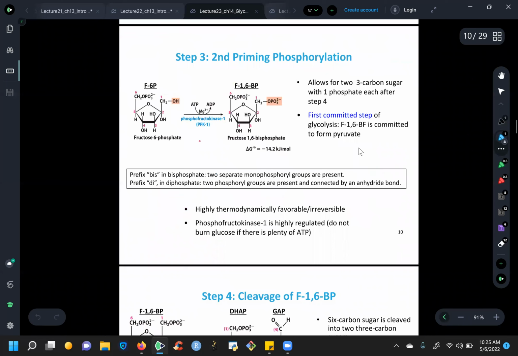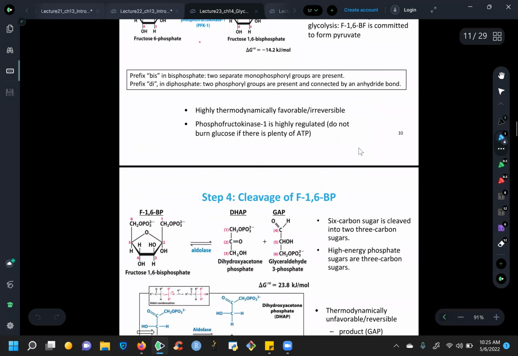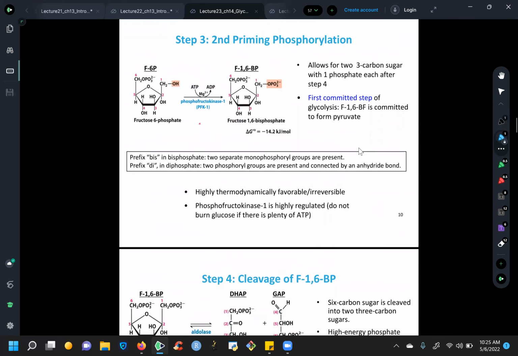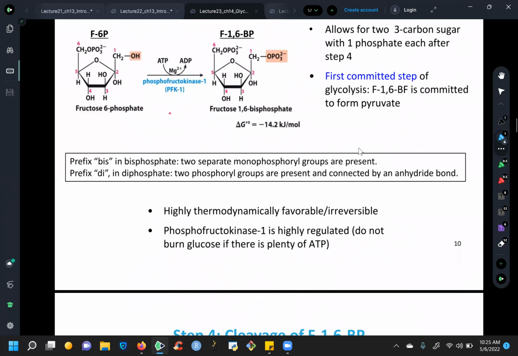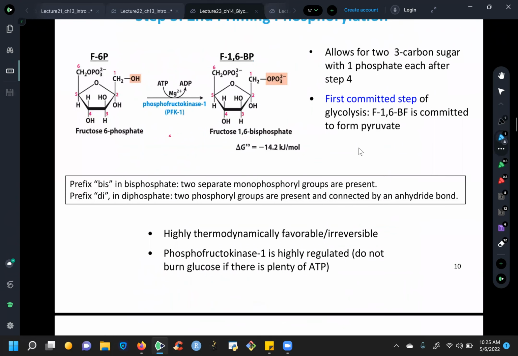Step 3, second priming phosphorylation. That's phosphofructokinase 1. Okay, so this is a really highly regulated enzyme. This is reaction number 3 of glycolysis. So you should know everything about this enzyme. So what is its function? Well, we had fructose 6-phosphate. That's the substrate. So there was a phosphate at carbon number 6, and we already went ahead and moved the carbonyl to carbon number 2. And so at carbon number 1, we have an alcohol group now.